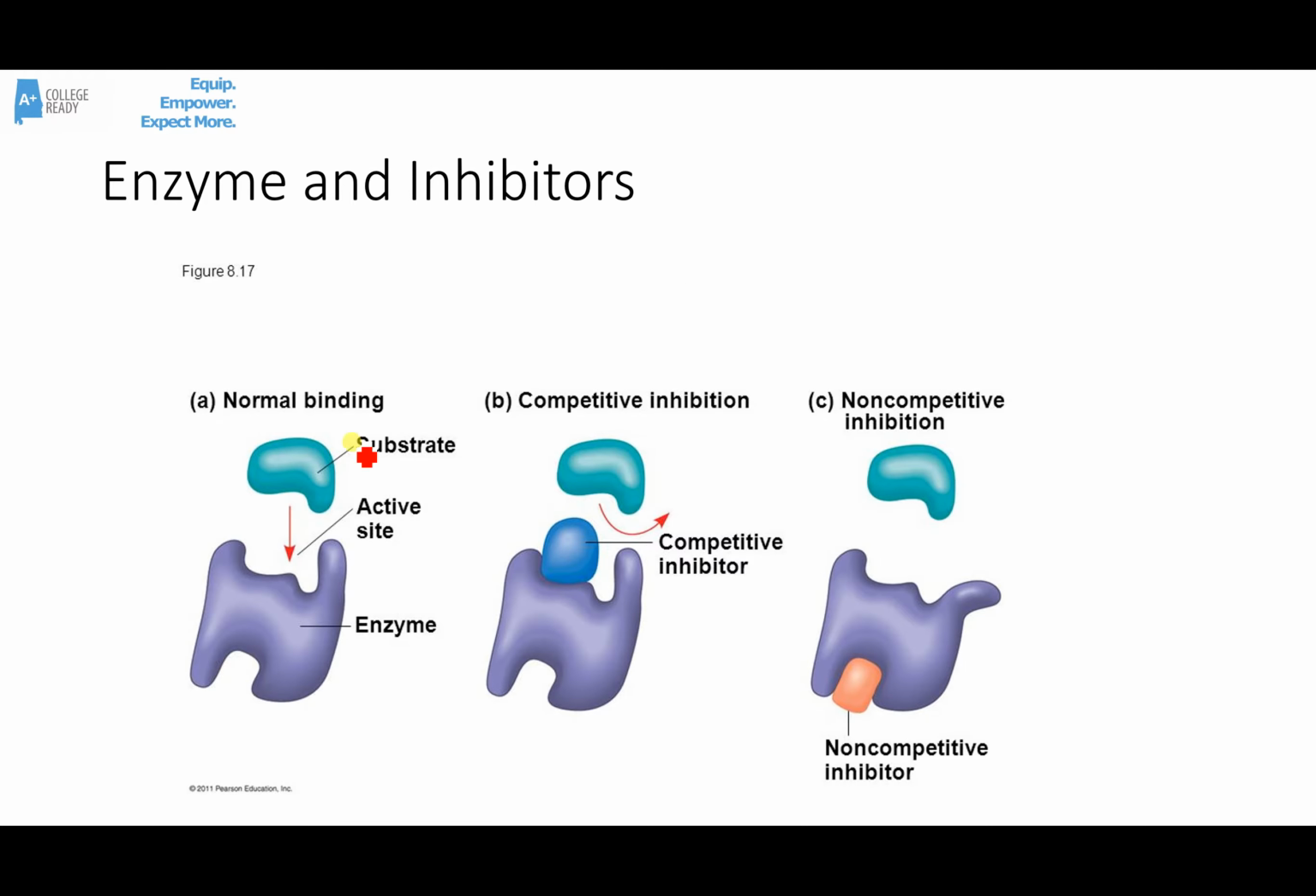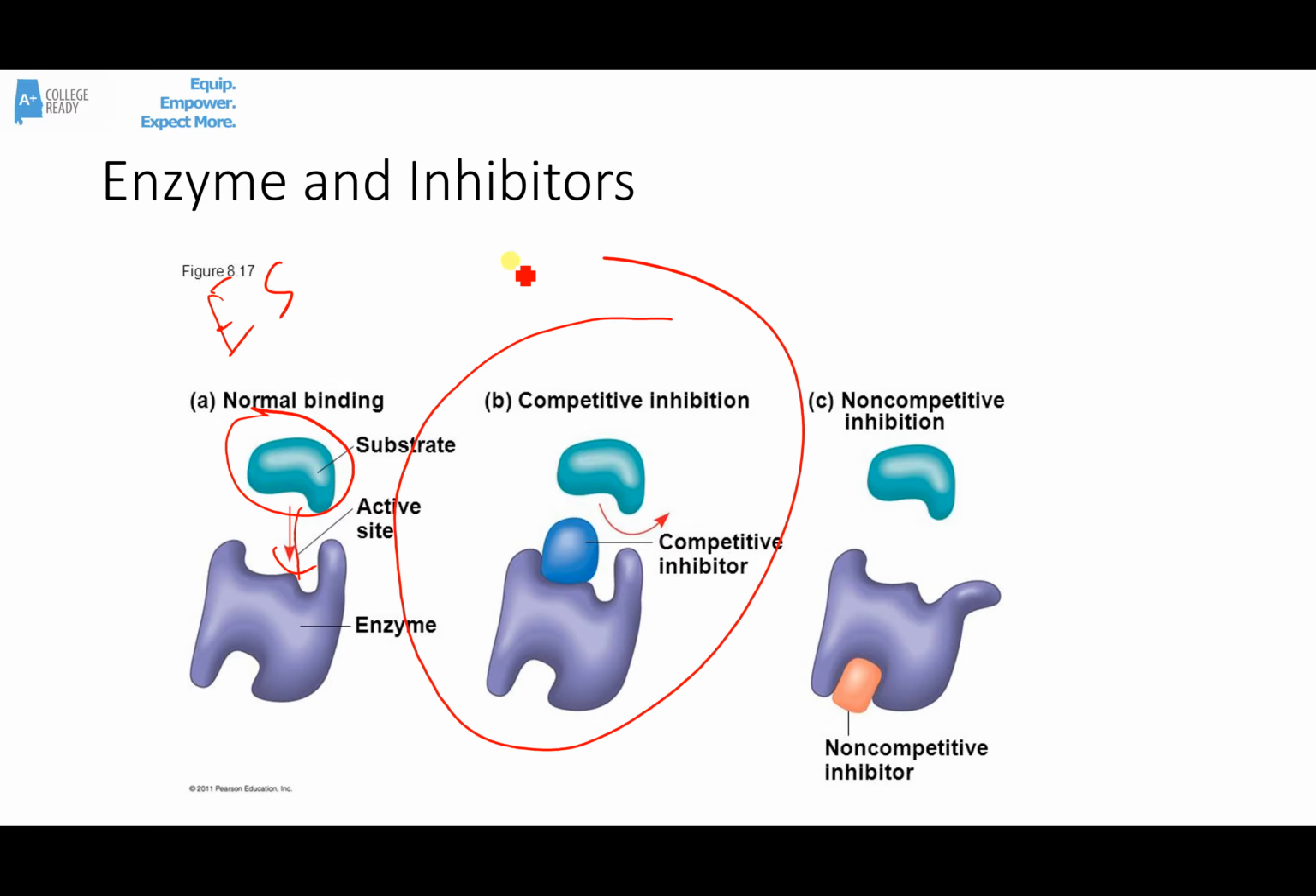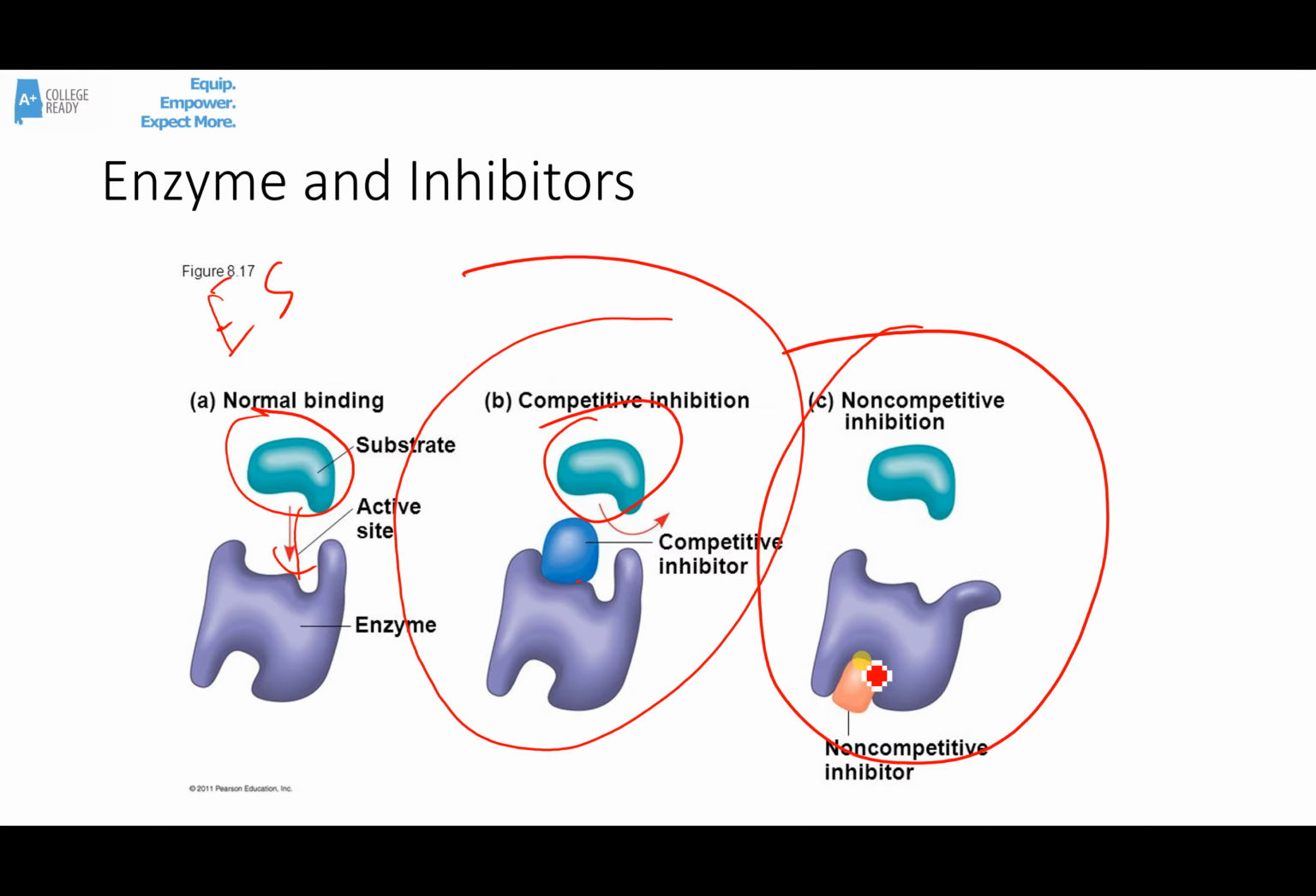So here we see normal binding. Substrate has a complementary shape to the active site. They fit together, and we'll get an enzyme substrate complex. Here we see a competitive inhibitor. That thing has bound to the active site, and it has blocked the substrate from binding there. Here we see non-competitive inhibition. So the non-competitive inhibitor bound to a site, changed the shape of the active site, and the substrate can't fit in there anymore.